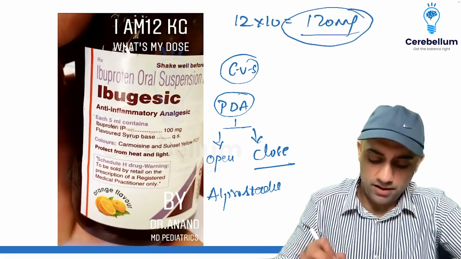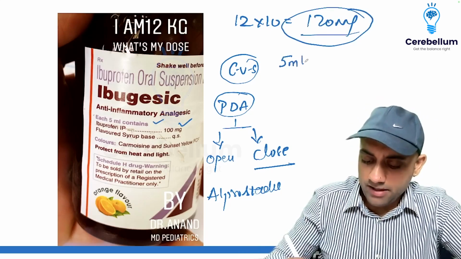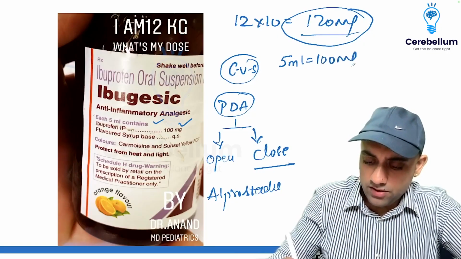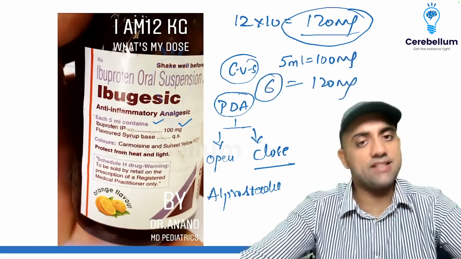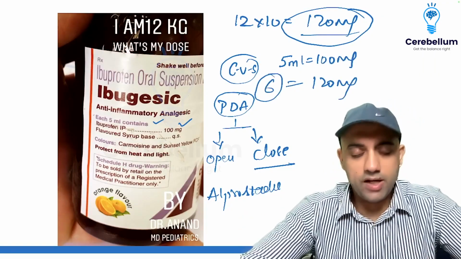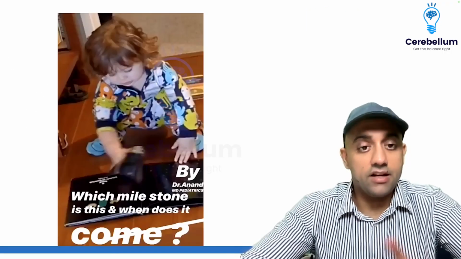120 mg. Remember, each 5 ml contains 100 mg, as written over here. So when 5 ml contains 100 mg, then 120 mg contains how much ml? Around 6 ml. So 6 ml will be the dose for the 12 kg baby.